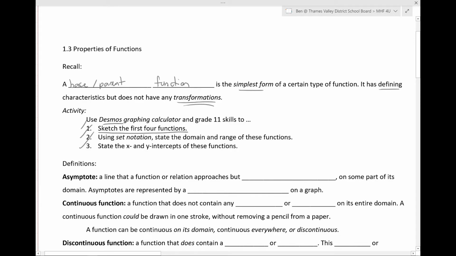So an asymptote. An asymptote is a line that a function or relation approaches but never reaches. It will get infinitely close, so it can get as close as you want, but it will not touch the actual line that is the asymptote, at least on some part of its domain. Now, asymptotes on a graph are represented by a dashed line.